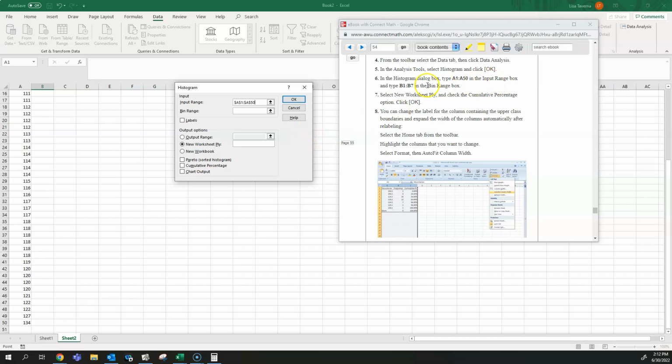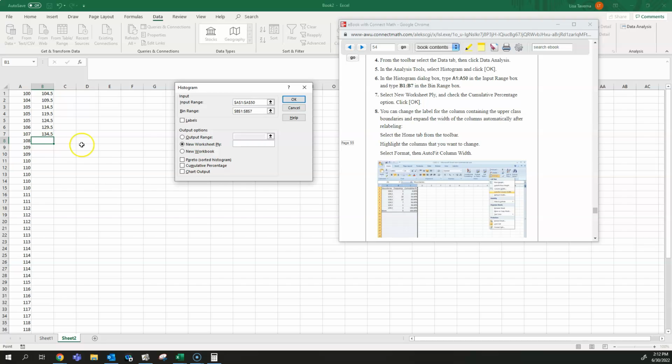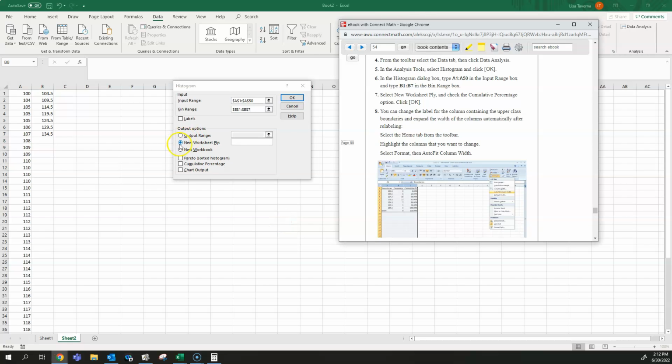And then my bin range, that's my classes. Make sure I'm clicked in there, click and drag. B1 to B7. Since I clicked and dragged, it has these little dollar signs. That means it's dynamic. If I were to change what's in there, it would take what's in the cell as opposed to the numbers. So that's a good thing. And make sure the cumulative percentage option is checked. Now we click OK.